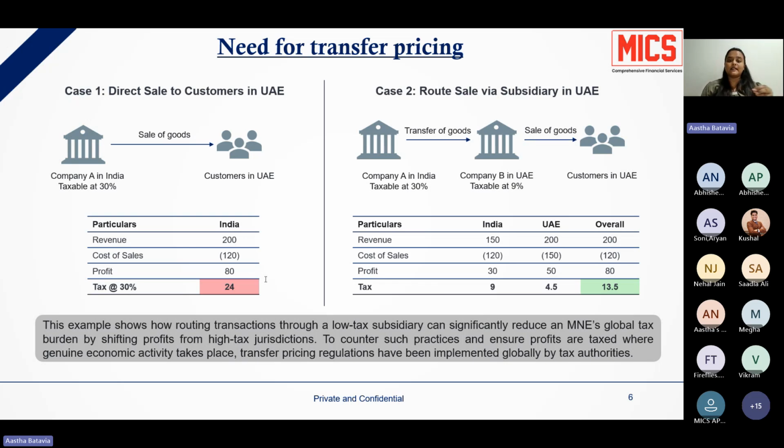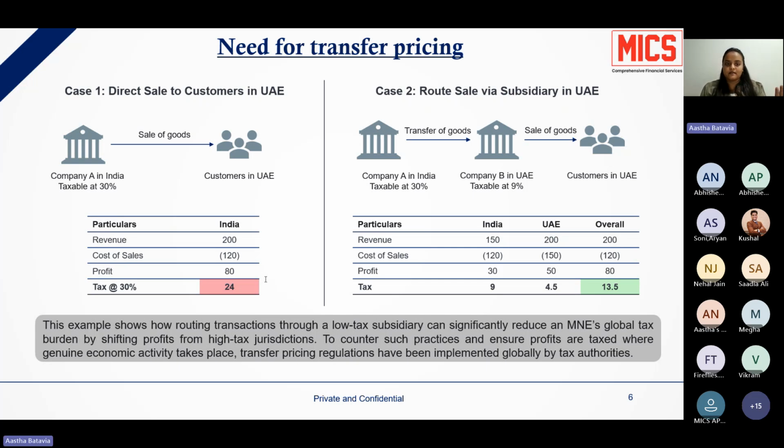Now imagine they want to sell a consignment, again a hypothetical number, USD 200, to a customer in UAE. In this case, Shine Gems sells directly to the customer in UAE. What will happen? It will earn the revenue of $200. The cost of polishing and procurement, the cost of goods sold, will be 120, leaving $80 profit for the Indian company in the India jurisdiction. And India is the high tax jurisdiction, taxable at 30%. So roughly $24 will be the tax to be paid in India.